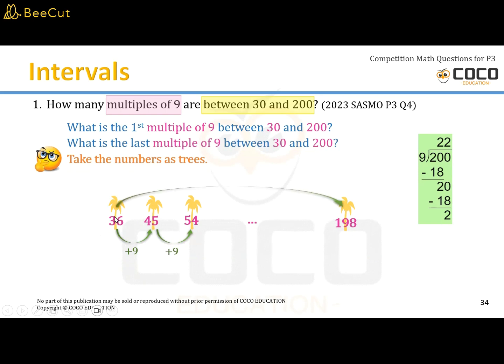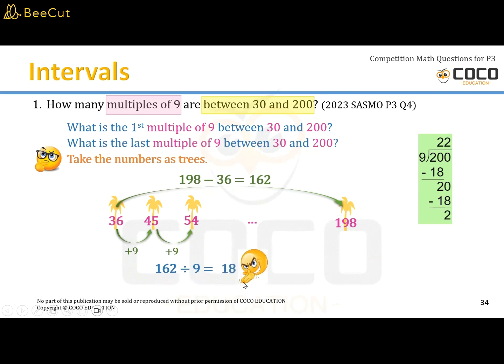And also we can find the total distance from the first tree to the last tree, which is 198 minus 36, which is 162. Then you know from the first tree to last tree, it is 162. And in between every two trees, each interval is 9. So we can use 162 divided by 9 equal 18.